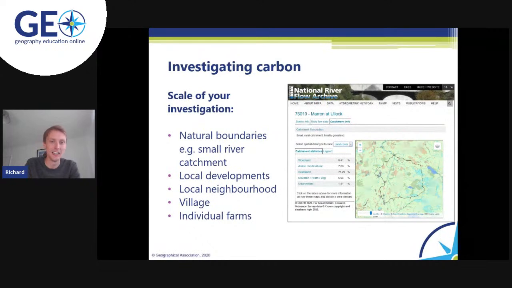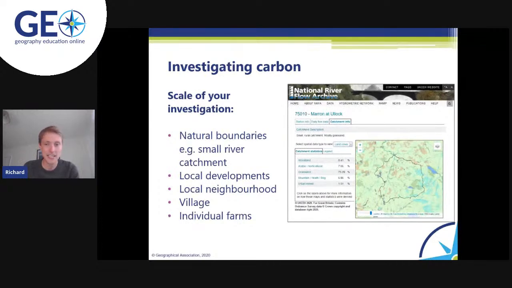Thinking about the scale of your investigation. We've already mentioned the carbon cycle is enormous, isn't it? But some of the methods we've looked at can be done on quite a small local scale. One thing to consider, importantly for you, is how big you want your investigation to be. Obviously, you cannot investigate the entire carbon cycle, but there are a few ideas of different limits you could put on the area you investigate.